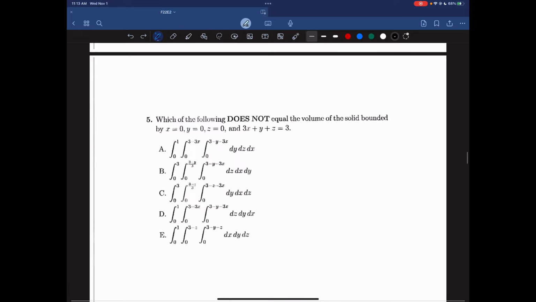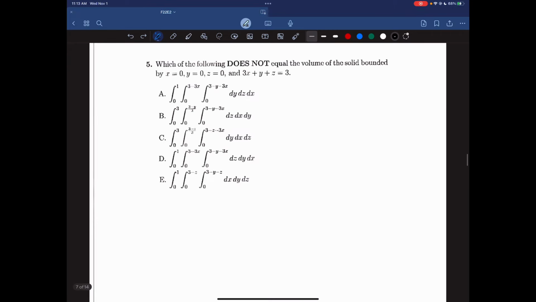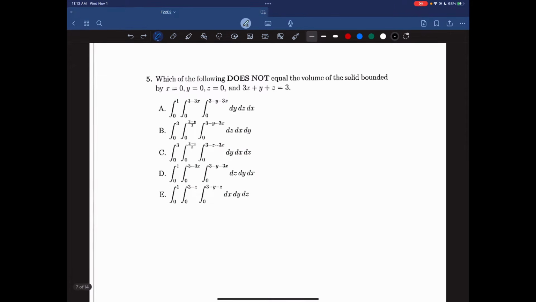Number 5, which of the following does not equal the volume of the solid bounded by x equals 0, y equals 0, z equals 0, and 3x plus y plus z equals 3? All right, so this is a pretty annoying problem. I don't really like these problems because it takes just one small thing to make an answer wrong.